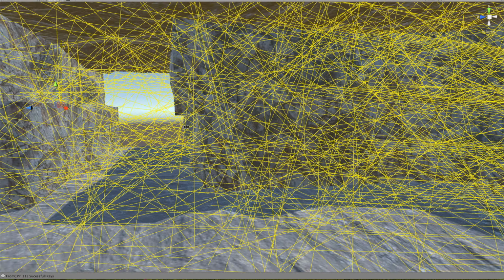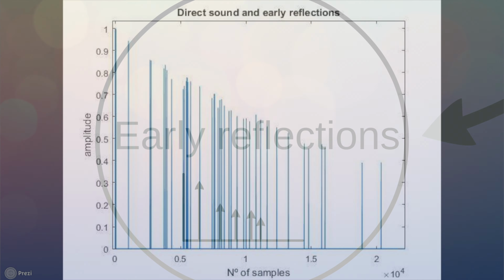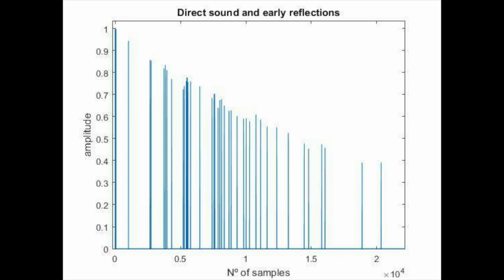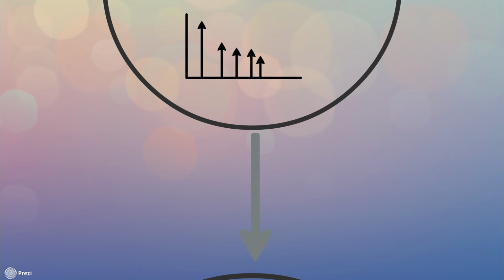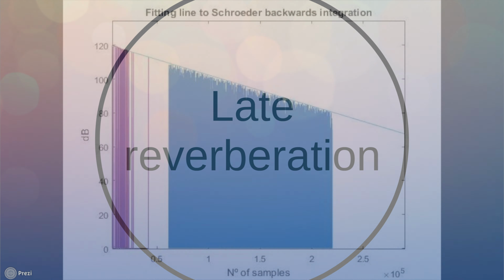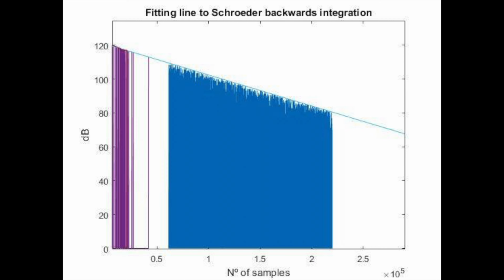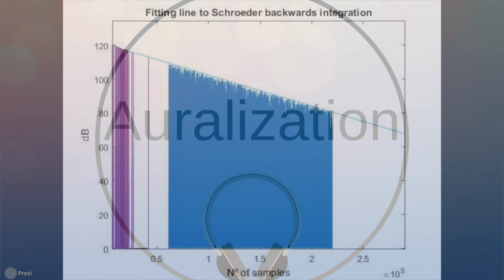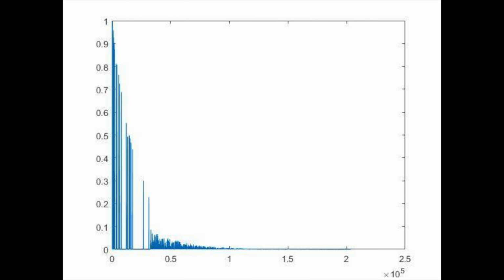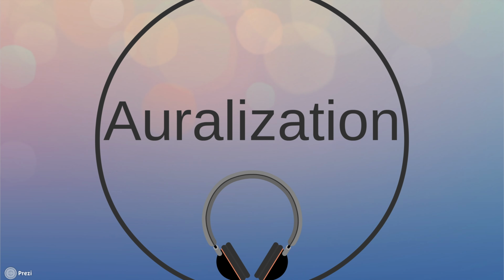Once all paths have been calculated, an impulse response for direct sound and early reflections is created, depending on each ray's path length and total absorption. From this impulse response, we calculate a statistical model for late reverberation by using backward integration of the Schroeder decay curve. The input audio can then be auralized using convolution with this impulse response.